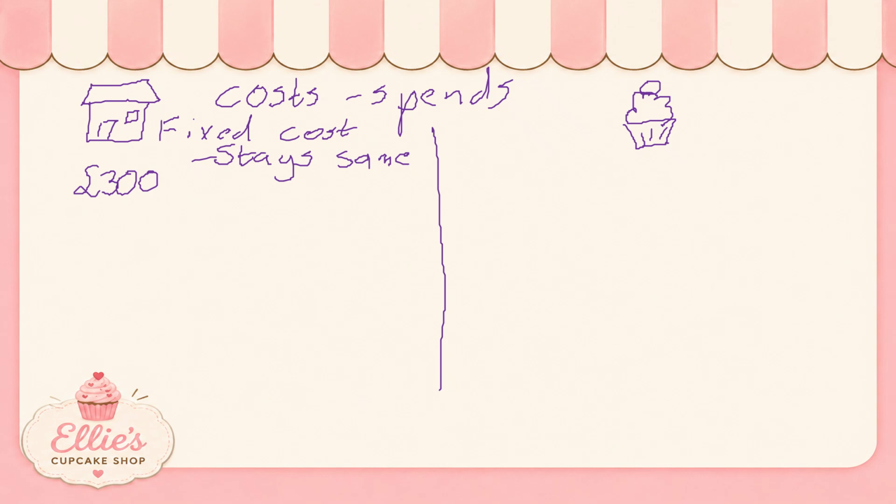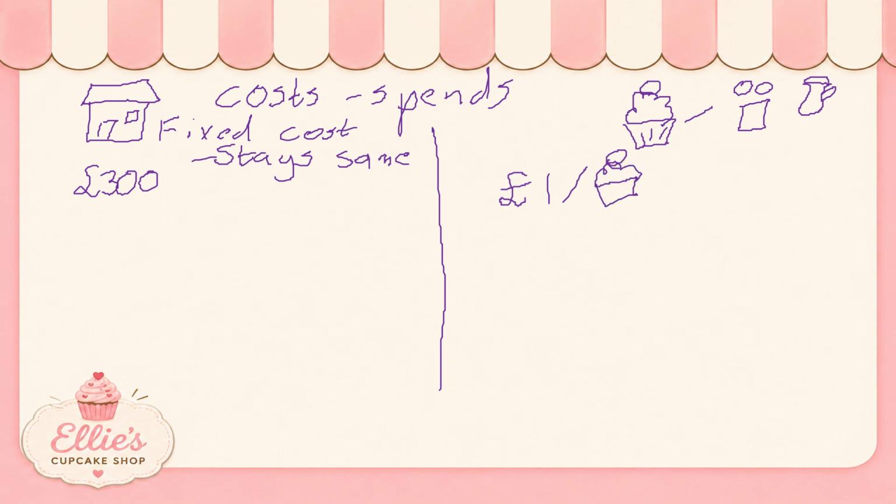But she makes cupcakes. And in order to make cupcakes, she has to get some ingredients. So she needs some eggs, and she needs some milk, and she needs some flour. And she works out to make every cupcake, it'll cost her £1. So £1 per cupcake.